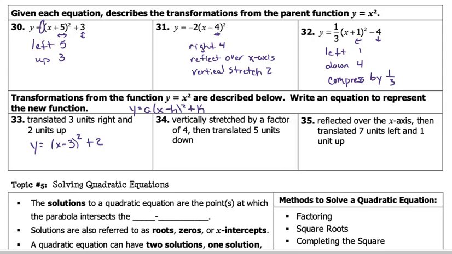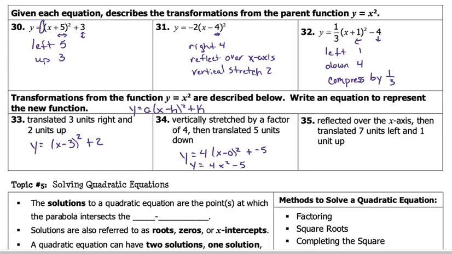34. I have a vertical stretch by a factor of 4. Okay, so that's the a. So y equals 4, and then translated 5 units down. I didn't move left or right, so I'm going to put a 0 here. And then 5 units down would be a -5 at the end. I'm just going to simplify this. So y equals 4, now x minus 0 is x, right? So I'm going to say 4x squared and then subtract 5.